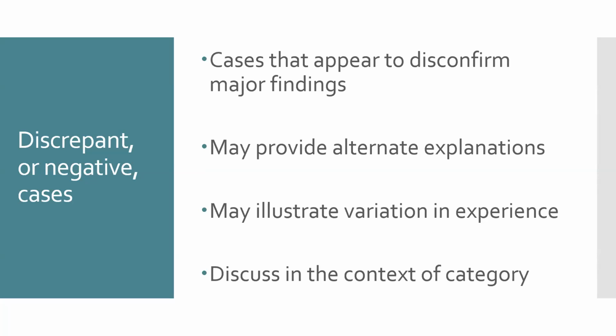And so any of these discrepant cases you would want to discuss in the context of that category. And so when I say category, I mean sort of whatever that pattern is. So if you have a category, if you have a theme, you would discuss that discrepant case at that level. Okay, not sort of overall. It's unlikely, though certainly could happen, that one participant is completely different in every single aspect from the other participants. Okay, and so you would want to just illustrate those places where there was this variation.